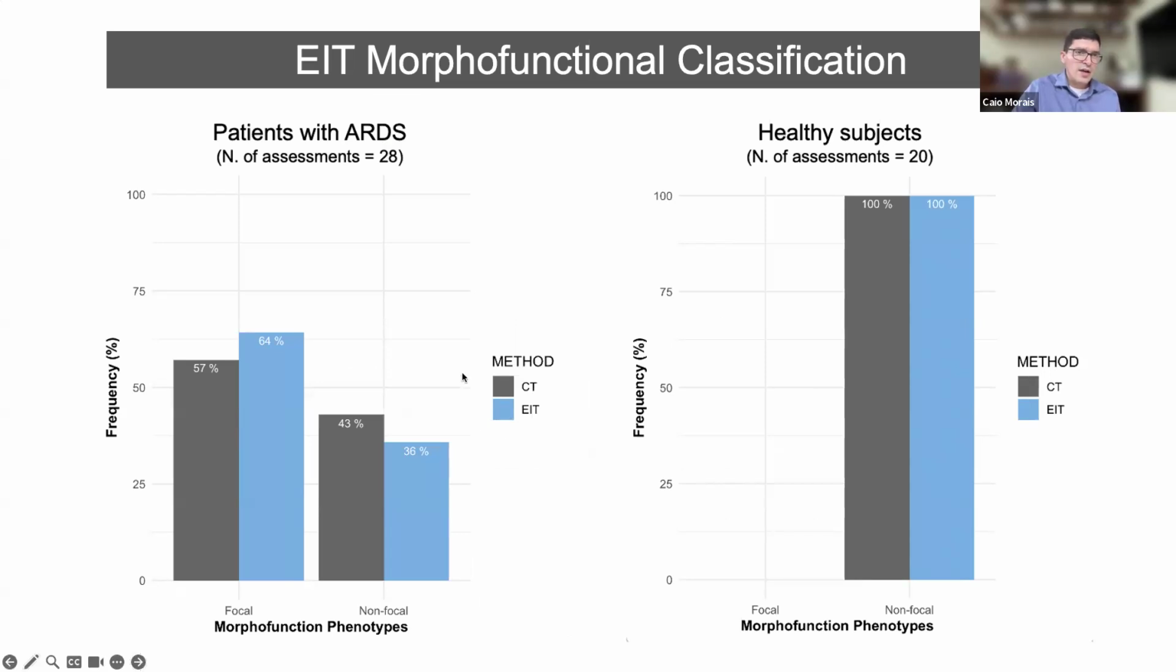Here we have some numbers comparing the phenotype using CT and EIT for focal and non-focal, and as you can see, the error between the methods is minimal. And in a sample of healthy subjects, both EIT and CT agree, saying that there is no focal disease, which is what we should expect, right?